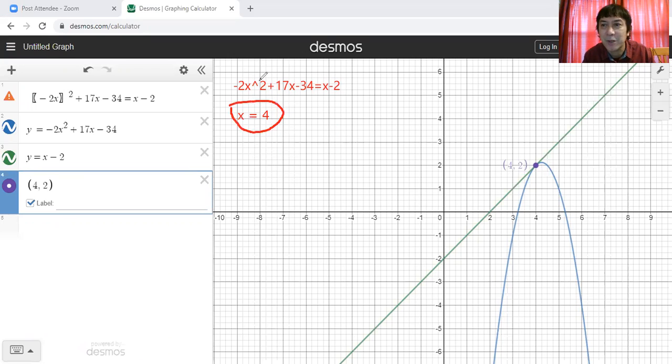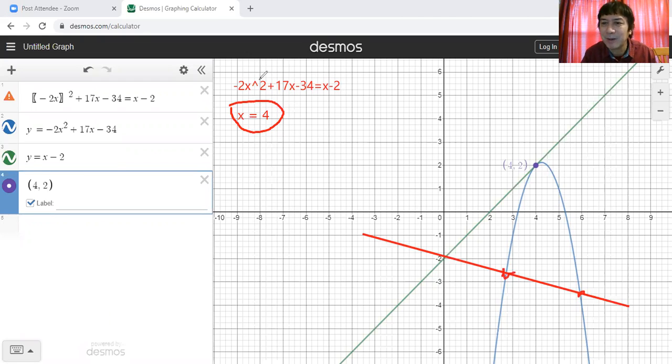All right? Sometimes you will only get one value of x, when the intersection is just one intersection point. In this case, it's just 4, 2. Now, if your parabola is right here, then you can have two answers, one over there and one over there.